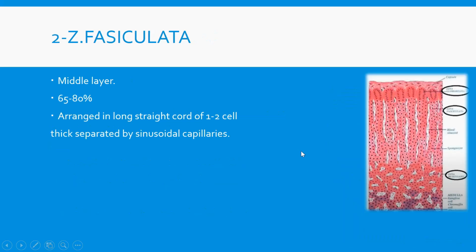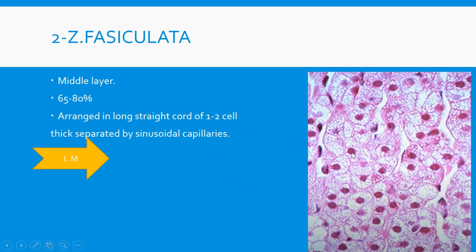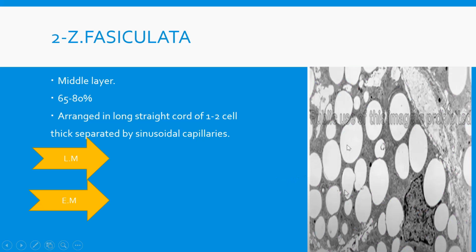The next zone is the zona fasciculata. Fasciculata means that the cells are packed together as bundles. It's the middle layer and the widest one. The cells are arranged in long straight cords of 1 to 2 cells thick, separated by sinusoidal capillaries. By light microscope, they are polyhedral cells, and their nuclei are pale as these cells are highly active. The cytoplasm is acidophilic due to the presence of smooth endoplasmic reticulum and mitochondria. Also, there are vacuoles due to the presence of lipid droplets, so they are called spongy sites. By electron microscope, it has the criteria of steroid-secreting cells, but with many lipid droplets.